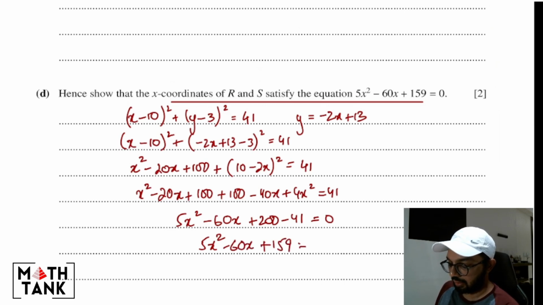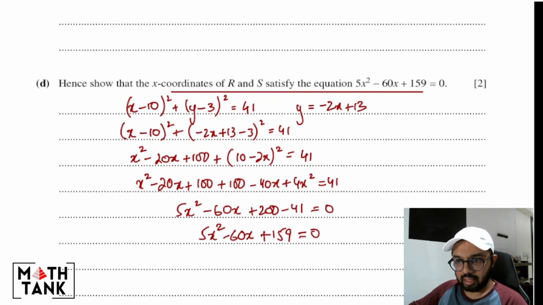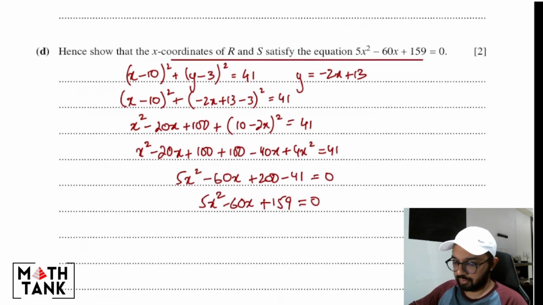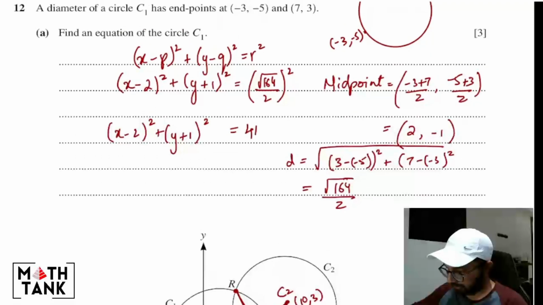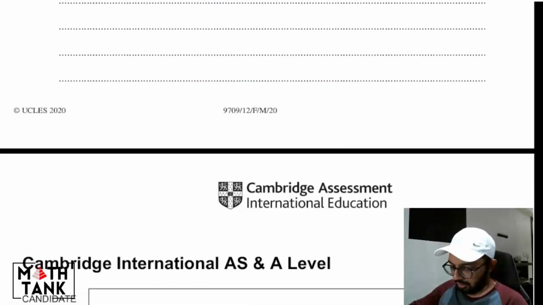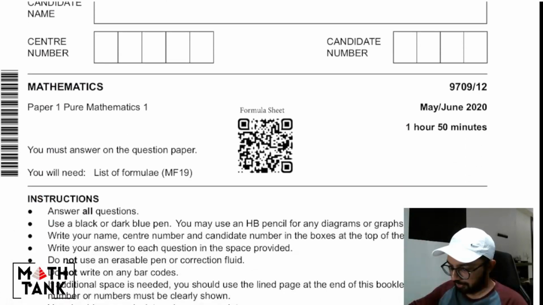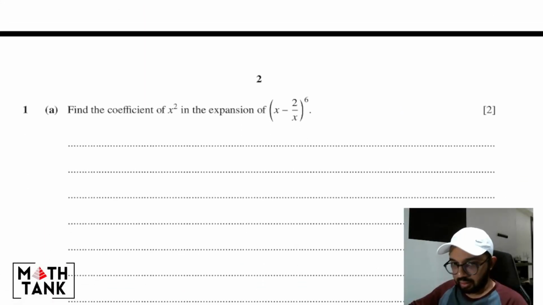So that's the equation. Had I gone on and solved this quadratic equation, I would have ended up with the x coordinates of R and S. So that's the first question, a wholesome question of 6 and how many marks? 6 and 5, 11 marks. That's a lot of marks for one question. Okay, that was the first paper that I wanted to do. Let's move on to the next paper that I have to do.